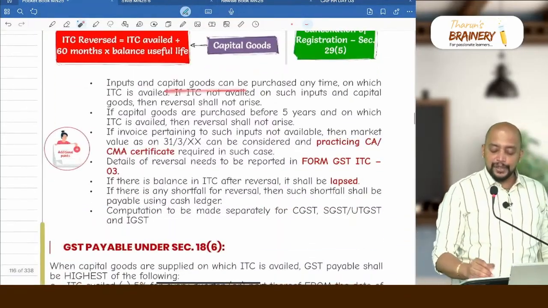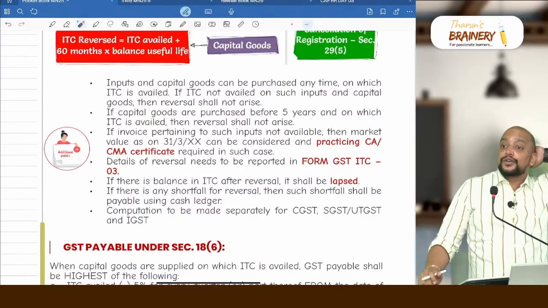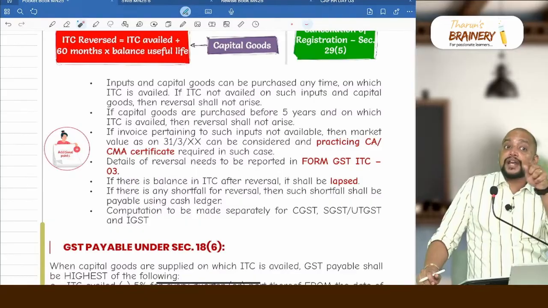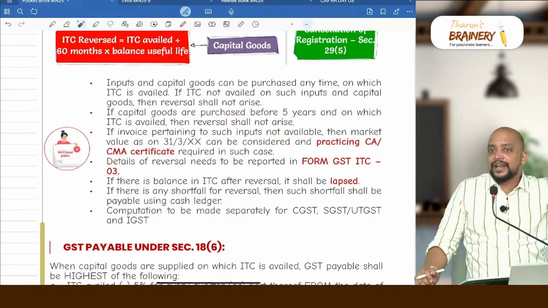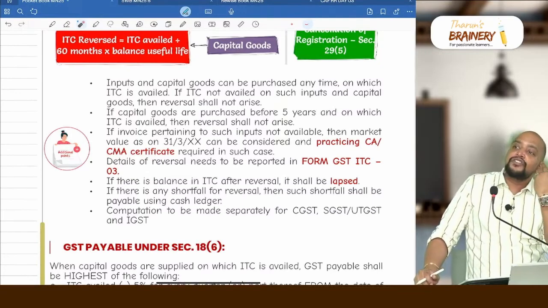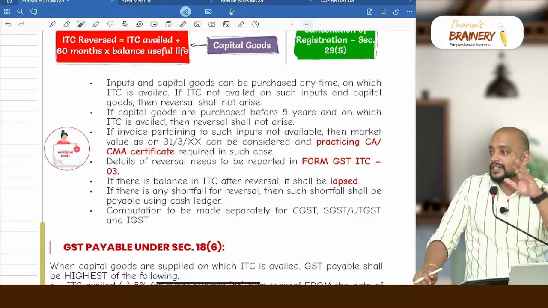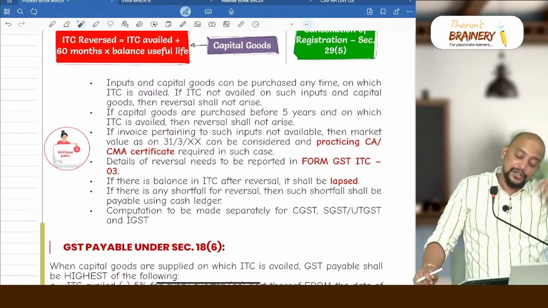So inputs and capital goods can be purchased any time. While availing the ITC on closing stock, they brought in a time limit of 1 year, meaning within 1 year prior it should have been purchased, because availing ITC is a loss to the government. So that's why there is a 1 year time limit. While reversing the ITC, even if you purchased 3 years or 4 years before, you reverse. It's okay, reverse. Because reversal of ITC is a gain to them, there is no time limit. You reverse.